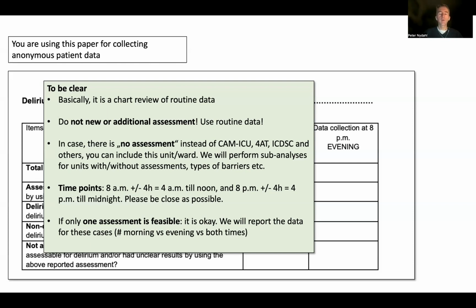But of course, this is a compromise. Be as close as possible to 8 o'clock in the morning and 8 o'clock in the evening. And if only one assessment is feasible, for example, 8 o'clock in the morning, it's okay. It's not the best, but it's okay. We will report the data for these cases, for example, if only assessment in the morning or evening is feasible versus both times. And then we will collect and report delirium data. So it would be best to have 8 o'clock in the morning and 8 o'clock in the evening, both times. But if it's not feasible, don't make it complicated, just report the numbers for these time points, right?